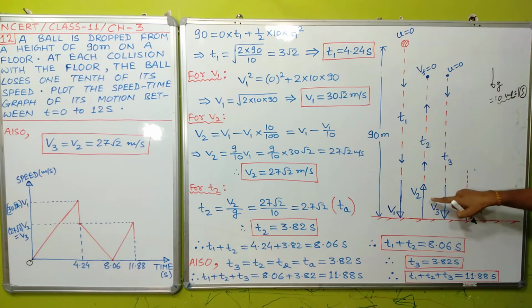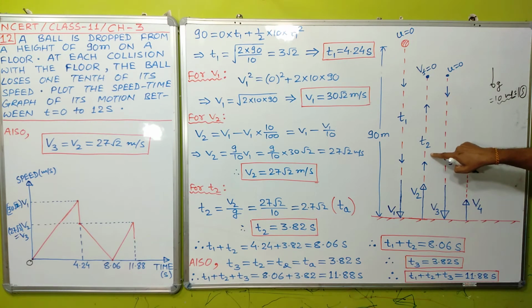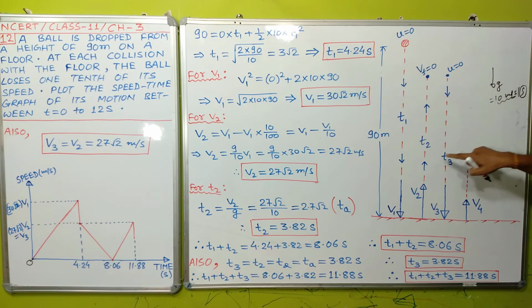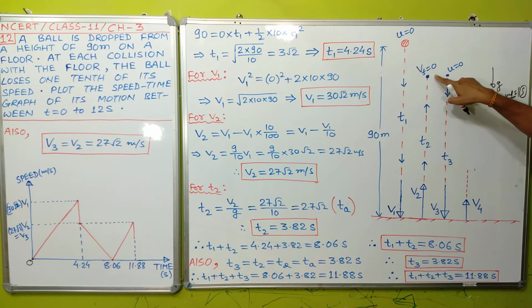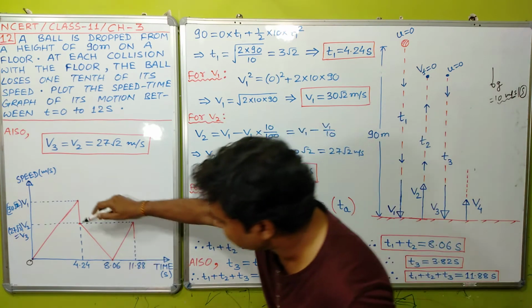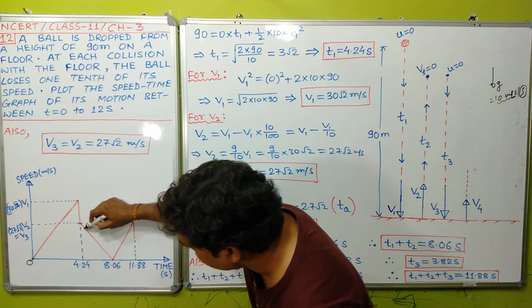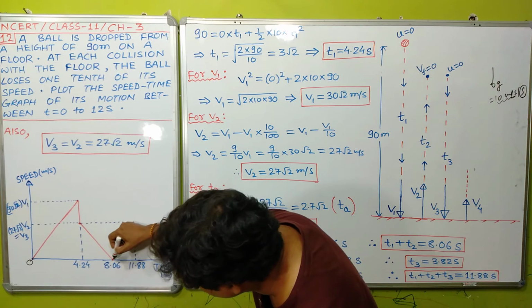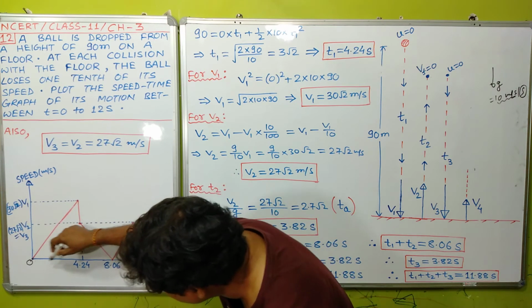Thereafter what will happen, its speed will now start to decrease uniformly due to the acceleration due to gravity, and again at maximum height its speed will become 0. Meaning at this point its speed starts to decrease uniformly, and at maximum height its speed becomes 0. Speed here is now 0, you can see.